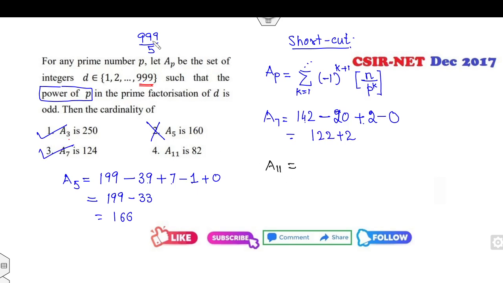A11. Divide the 999 by 11. So 9 9 are 99, 0 minus 11 8 are 88 plus 0. The answer is 82. So the correct options are A, C and D are my right answers. If you want to remember this formula, you can do that. Otherwise, just try to write it as a division rule.